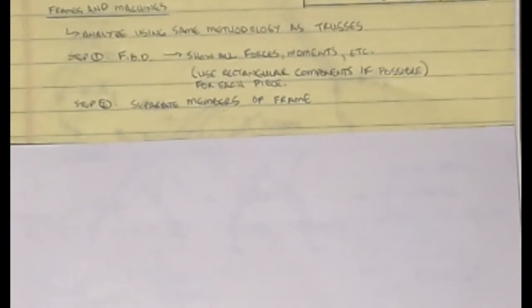Now there are a lot of different types of frame and machines. Basically, if it isn't a truss and it's pinned in any way, it's classified as a frame and machine. Now this includes things like hand tools, pulleys, as well as articulated mechanisms used in mechanical engineering. So we'll kind of show you some of the strategies for how we do it. Now it has a lot of the same steps that you've already seen.